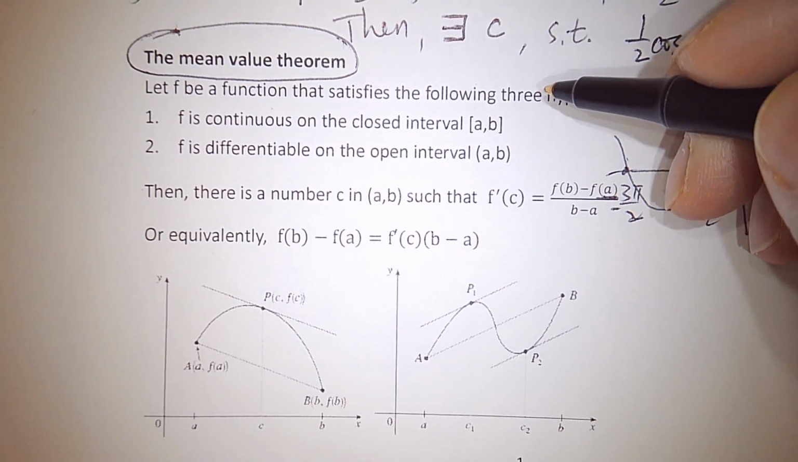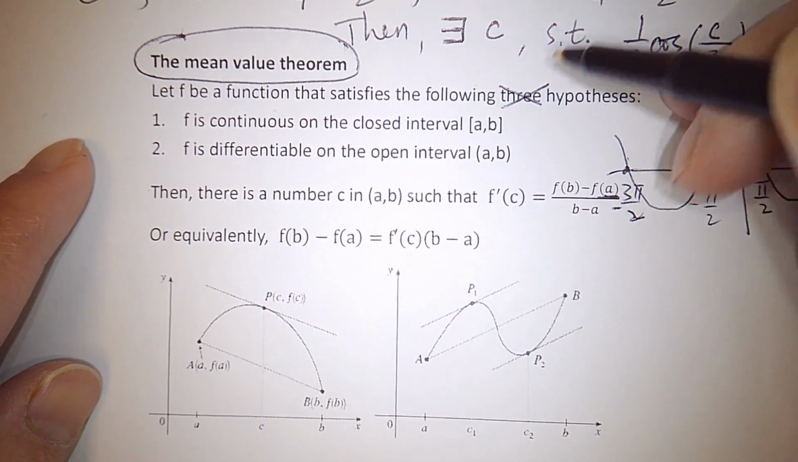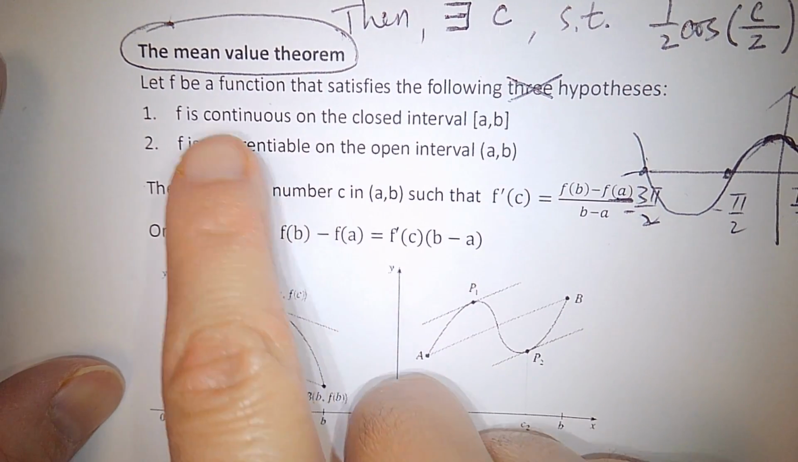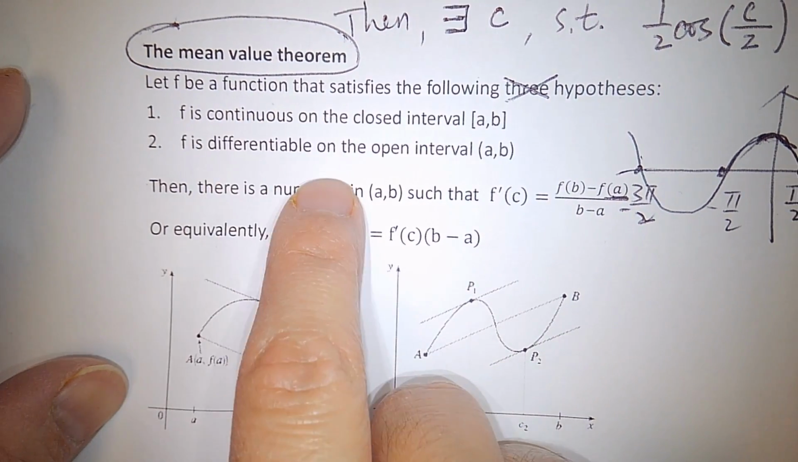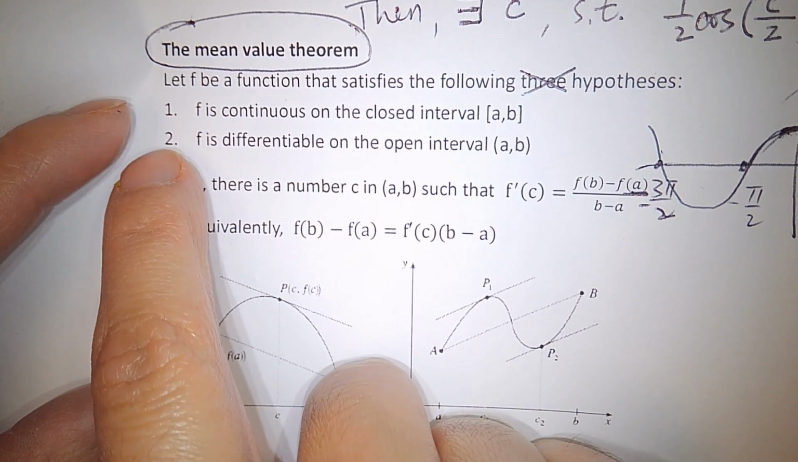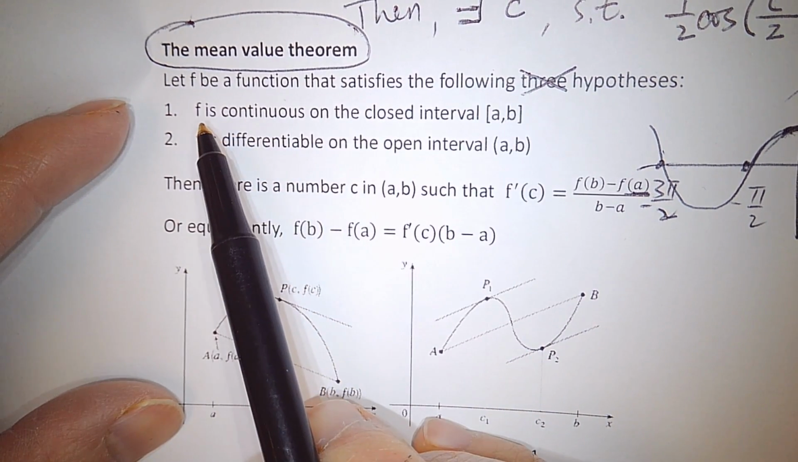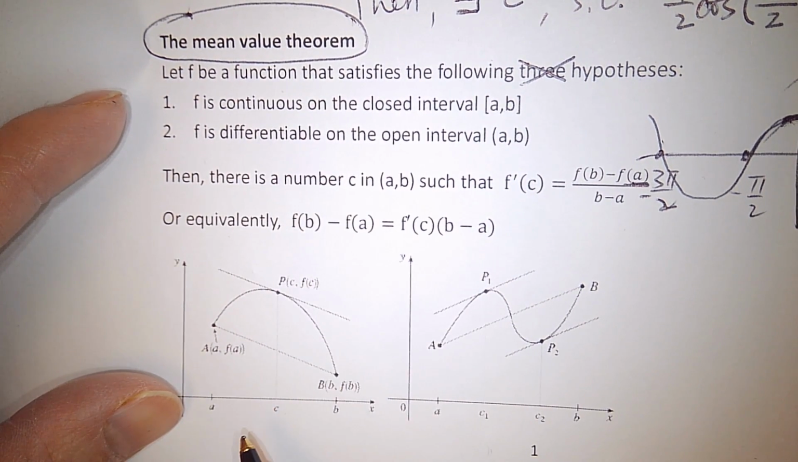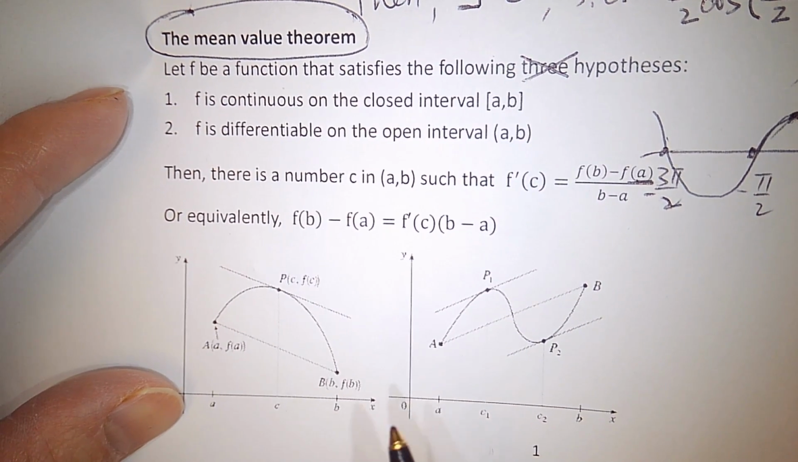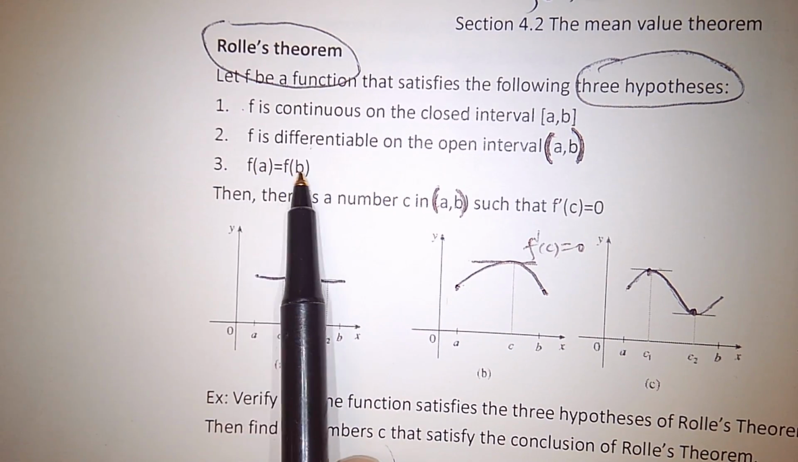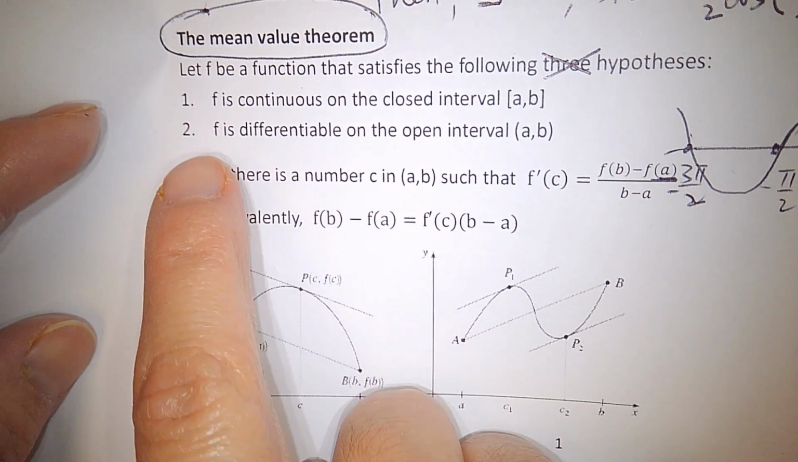Okay, very good. Well, first, it's not three hypotheses, we consider only two. This is a typo. I would say if f satisfies these two hypotheses, what are the two hypotheses? It's the same as the first two hypotheses from the Rolle's theorem. f is continuous on the closed interval, f is differentiable on the open interval a to b. There's no third hypothesis. The third hypothesis in Rolle's theorem tells us that at the two endpoints, the f values equal each other. However, in the mean value theorem, we don't have this hypothesis.